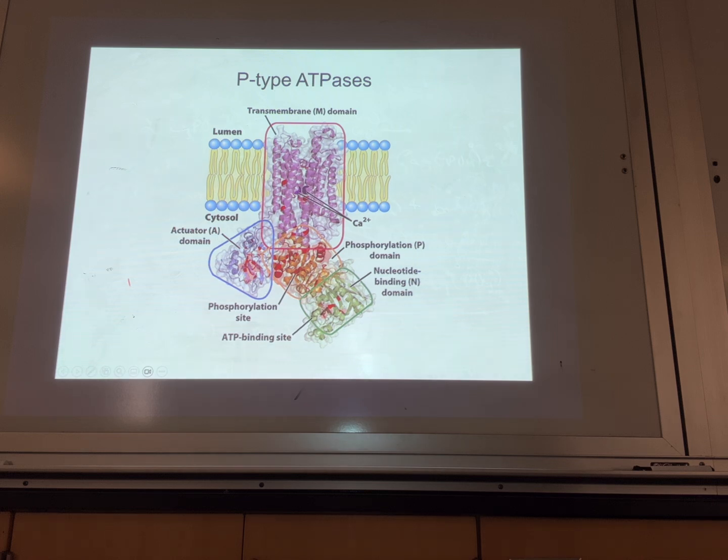So you need to know what each of the domains are, their names, and what they do, and be able to recognize them if I showed you a picture of one of these proteins. You need to be able to identify where the domains are located. It would be this same picture here. I wouldn't use a different picture.